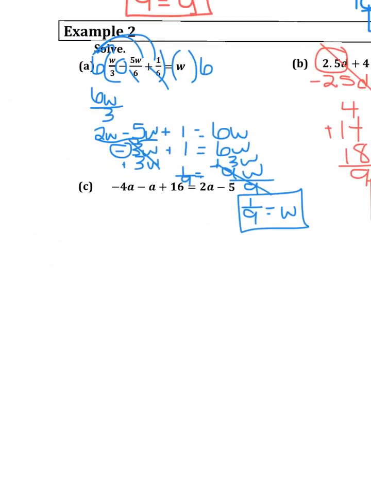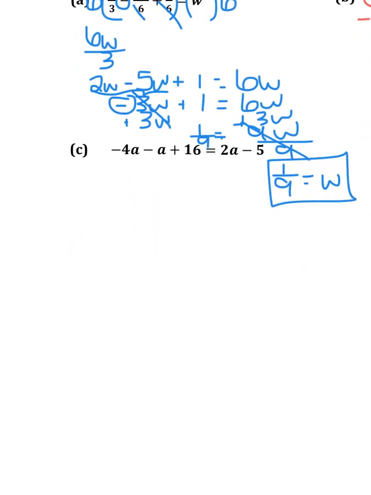Okay, letter C. We have several things going on here. So first of all, it says negative 4a minus a plus 16 is equal to 2a minus 5. So I see two a's on the same side. So I'm going to combine my like terms first. If I have negative 4a minus a, one thing I want to remind you of is you could always add in a 1 there, because really that single a is a 1a, and that might help you to remember whenever you're combining these. The other thing is we have a negative minus a positive, so we're going to stay in the negatives.